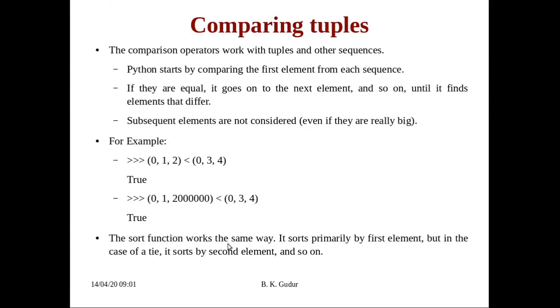The sort function works the same way. It sorts primarily by the first element, but in the case of a tie, it sorts by the second element and so on. So the sort also works in the same way. It will go with comparison of the first element, second element, third element, like that. While comparing, if two elements are equal, then it will skip that and go to the second element. Whenever equal elements are there, it starts by taking the second element. So that will go on.